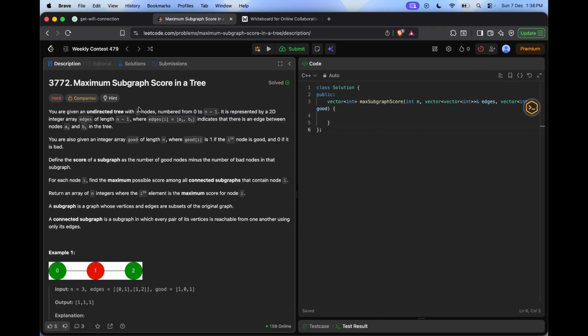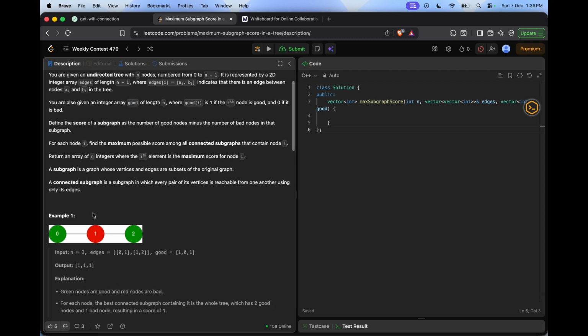So let's discuss the fourth problem statement now. The problem says that we are given an undirected tree with adjacency edges given as ai comma bi, where there is an edge between ai and bi. Now we are given a list of good arrays, that is the green ones denoted by 1 in the good array, which just means that they are good, and 0 means that they are bad. Define the score of a subgraph as the number of good nodes minus the number of bad nodes in it.